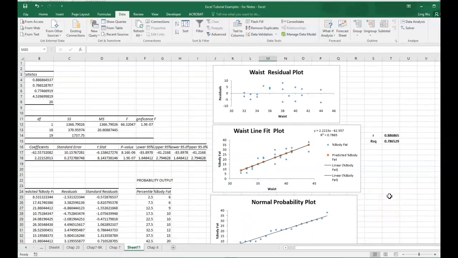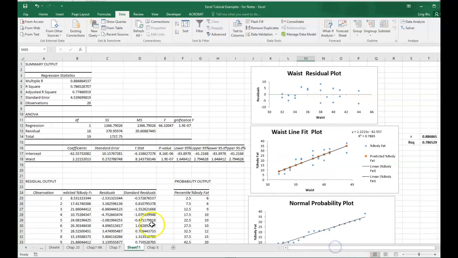So you can see we get the results from the regression analysis. We have the R square, the standard error, the sample size 20, and the intercept coefficient and standard error, and the waist, which is the slope coefficient, and standard error. So these 2 values are what we will plug into this equation. And the regression analysis tool also provides 3 figures.